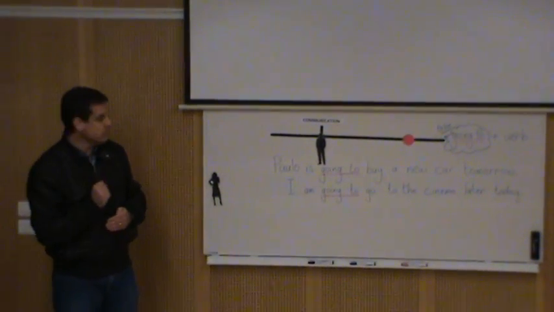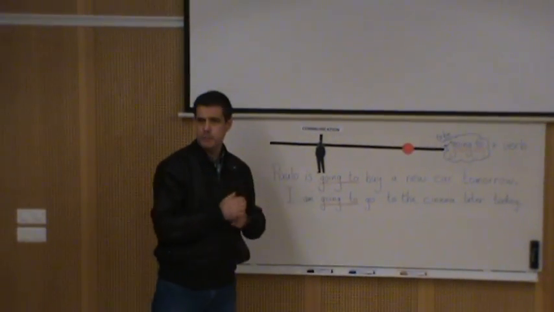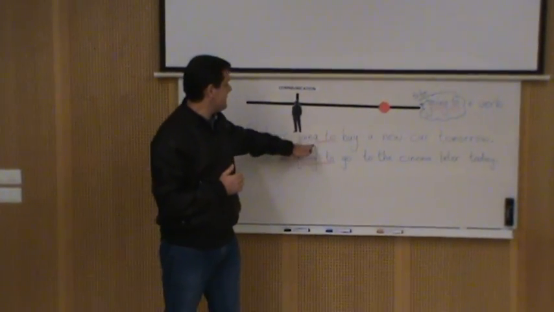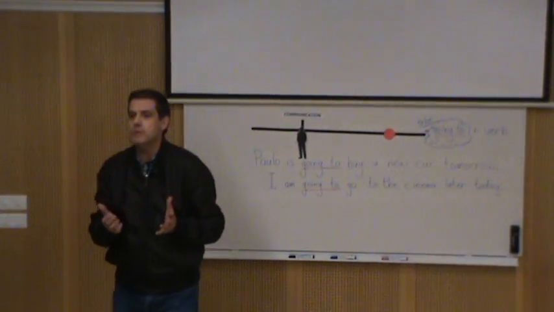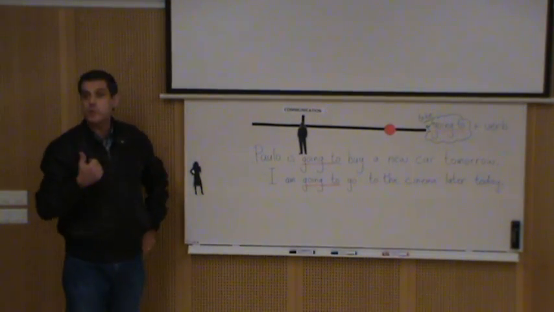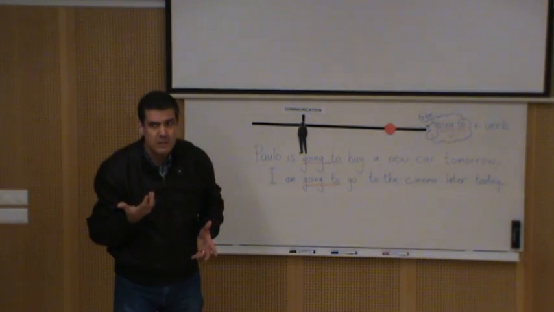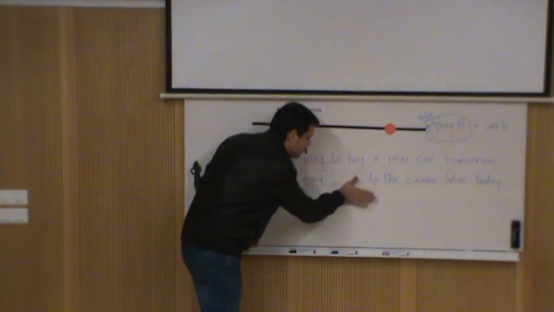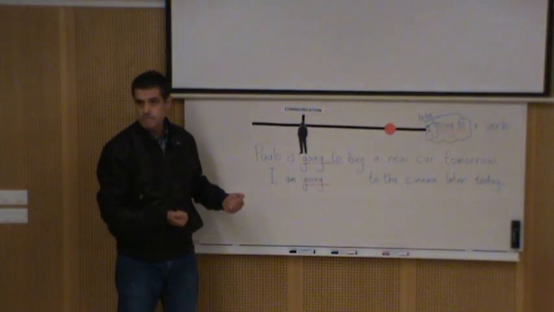And I say to you, Paulo is going to buy a new car tomorrow. Right, it's the verb to be plus going to and the to buy. If you see the to buy, it's actually the infinitive. If you look at the sentence below, it says, I'm going to go to the cinema later today. And you might say to me, but that doesn't sound right. In actual fact, it is correct. Except, we don't really need it there because it's redundant, because it's repeating the going.